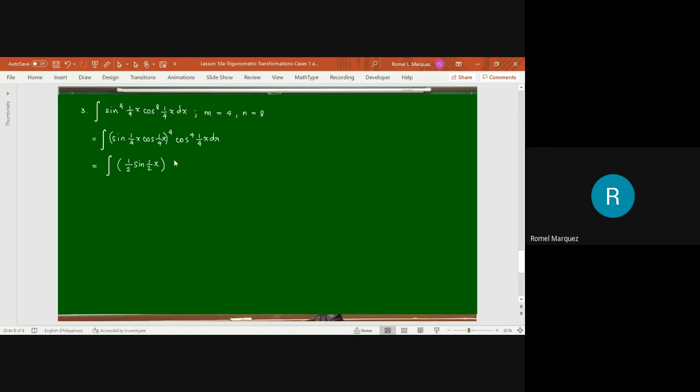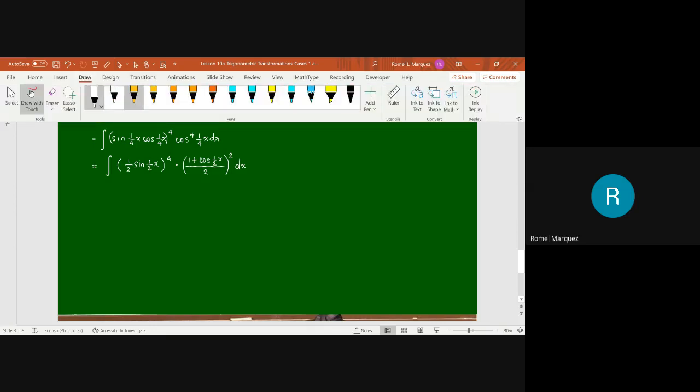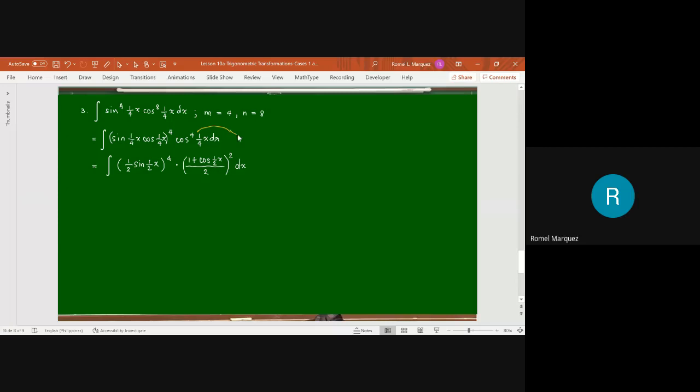So double, that is 1/2 x raised to 4. Then I will transform this into cosine squared. Cosine squared is 1 plus cosine double, so 1/2 x all over 2. But this is cosine squared, raised to 2. Then dx. Oh guys, did you get that part? This part, I will write here so that you are guided. So that is cosine squared 1/4 x raised to 2. And this is when transformed will be this. Okay, guys?